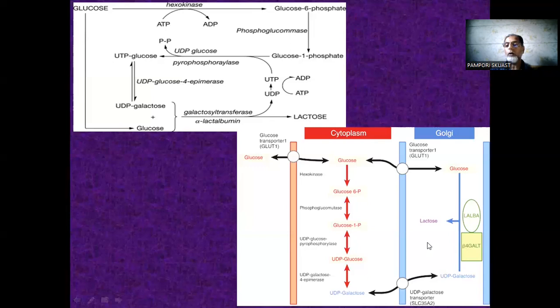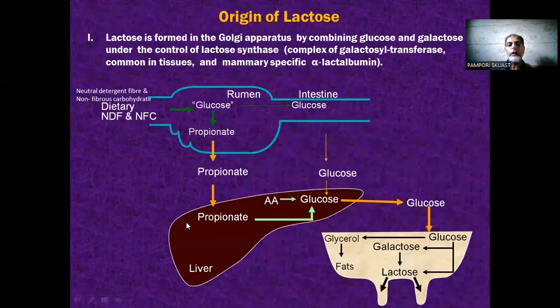Once in the Golgi, they get packaged into secretory vesicles, which separate from the Golgi into the cytoplasm and reach the apical membrane of the mammary epithelial cells. Then through the process of exocytosis, they push the lactose into the milk, or into the lumen, along with the alpha-lactalbumin. This is how lactose is being produced.